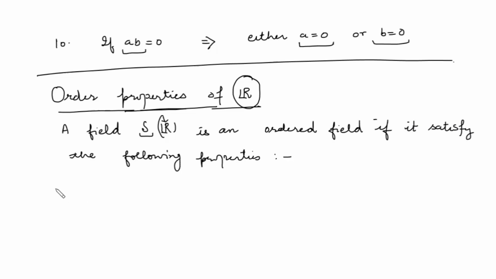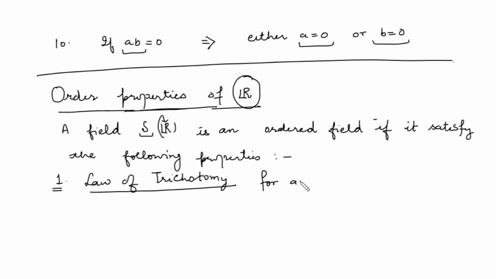Now, what are these properties? The first is the law of trichotomy, which says that whenever you have two elements from the field, let's suppose A, B, then for any two elements A, B from the set S, one condition must hold: either A is greater than B, A is equal to B, or A is less than B.